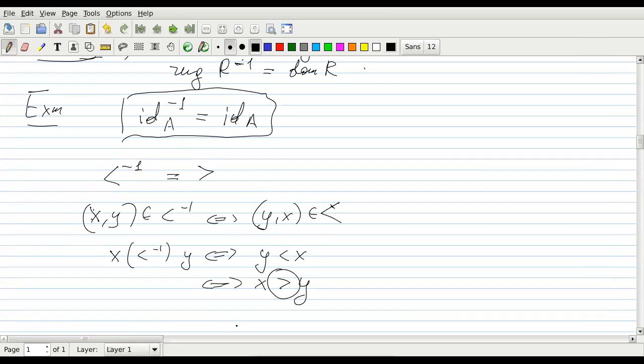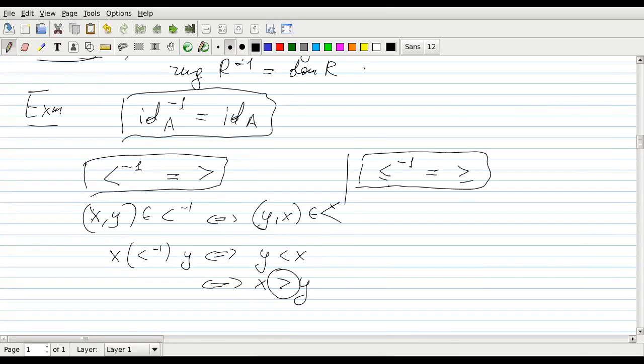Yes, yes. No. Not the converse. Not greater or equal. And if you take less or equal as a binary relation, the converse of it is just what? Greater than or equal to. Of course. Is it clear?